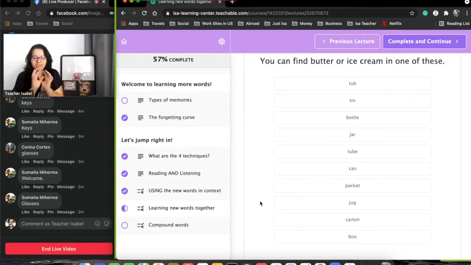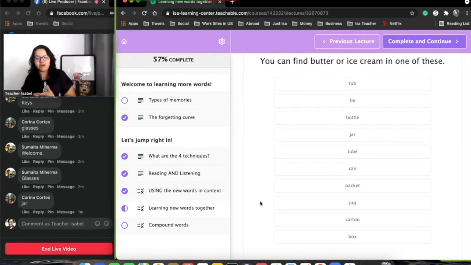What is that container called? I've got a jar, okay? Anyone else? Let's see. Remember, I'm by myself here. I need some interaction. Otherwise, I'm just talking to my camera. Anyone else? There is a wrong answer, but it's still understood. Let's see. You can find butter or ice cream in a tub, tin, bottle, jar, tube, can, packet, jug, carton, or a box. Where do we find ice cream? Or butter?